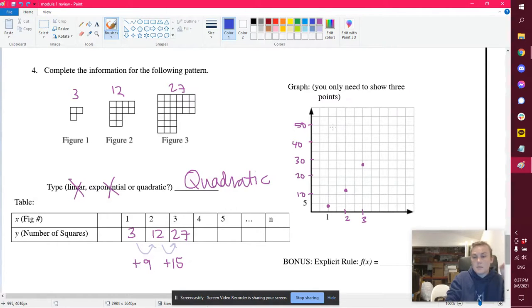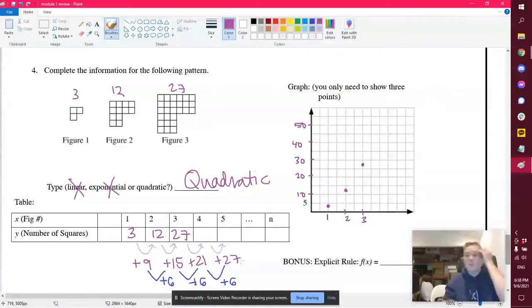Because it's quadratic, we notice that the second difference is always going to be the same. Here we added 6 to get from 9 to 15. So we're going to add 6 again to get to the next growth pattern. So here we added 15. For this one, we're going to add 21 because it's 6 more than 15. And for this one, we're going to add 27 because it's 6 more than 21.